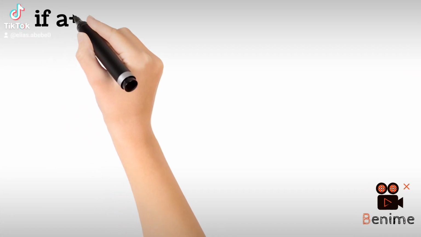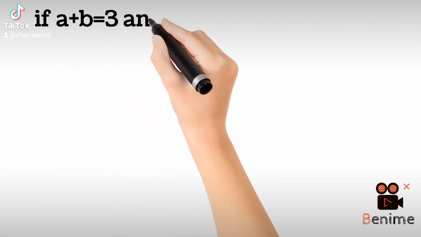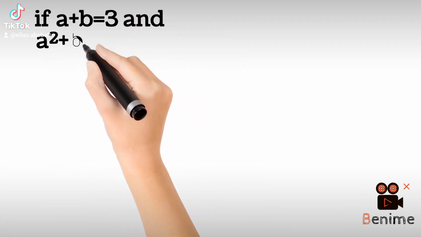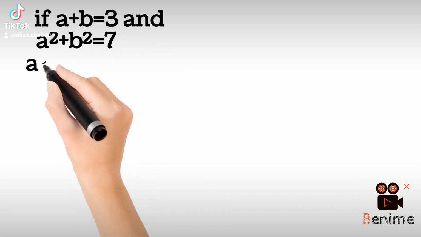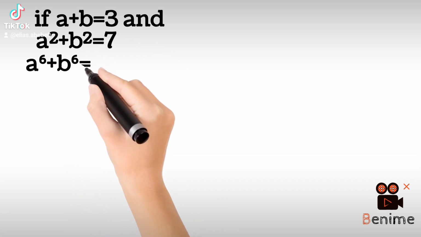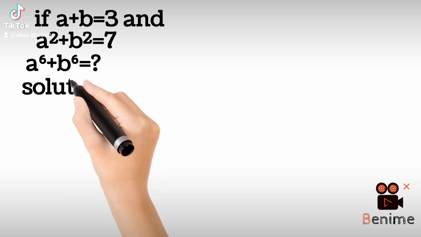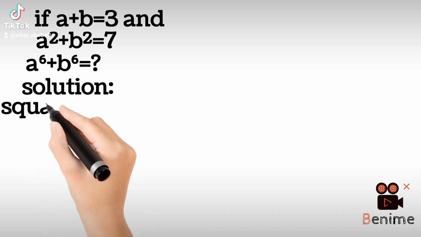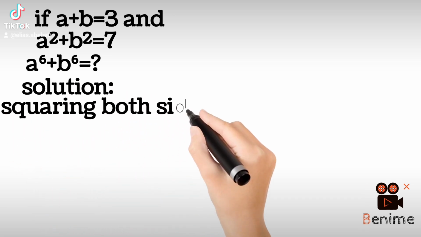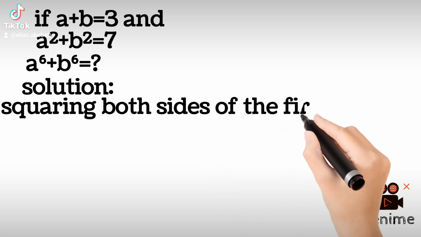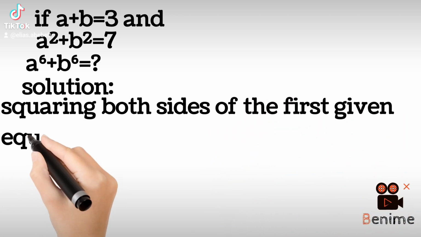If a plus b equals 3 and a squared plus b squared equals 7, then what will be the value of a to the power of 6 plus b to the power of 6? To solve this question, we begin our step by squaring both sides of the first given equation.